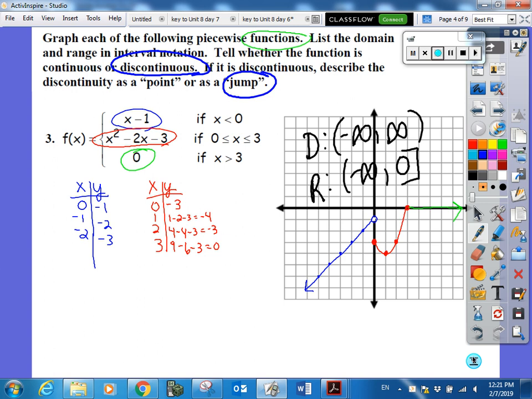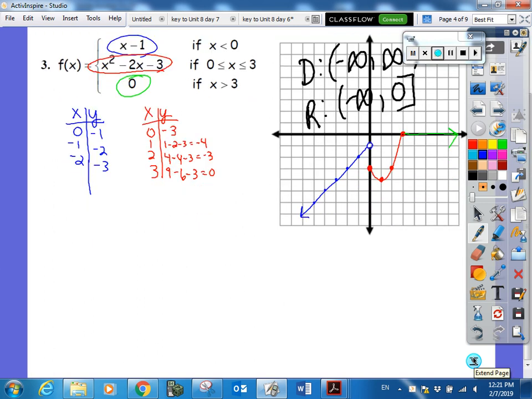A point discontinuity is if you had a line, a missing point, like that. Okay? That is a point discontinuity. This is a jump. So those are the two types of discontinuity you can have.